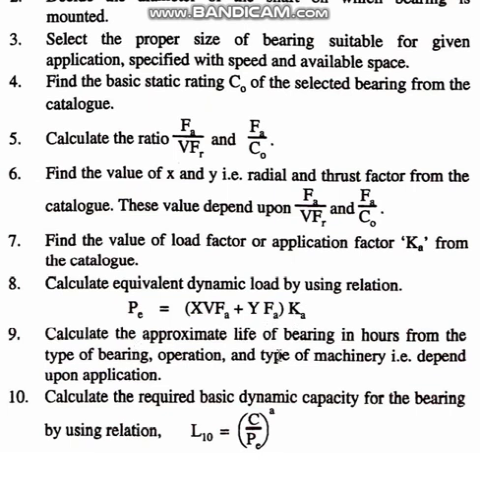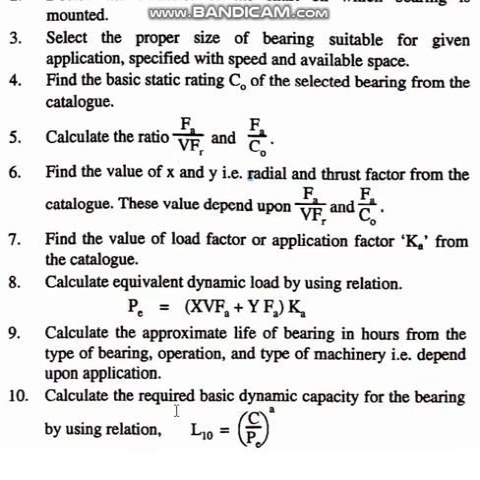Then calculate the approximate life of the bearing in hours from the type of bearing, operation and type of machinery, that is, it depends upon the application. You have to calculate the life. Then calculate the required basic dynamic capacity for the bearing using this L10 relation. L10 is C upon PE raised to the power a. The required basic dynamic capacity C can be calculated from this.